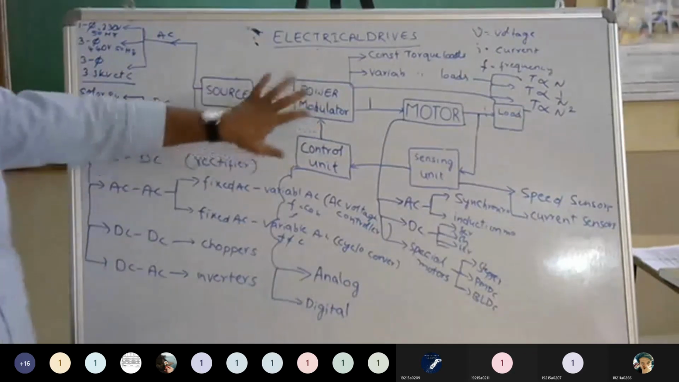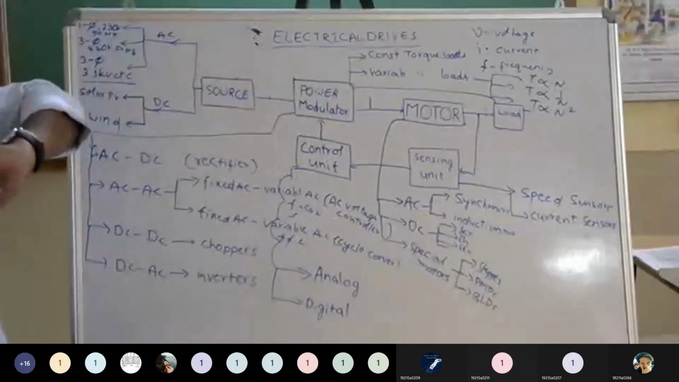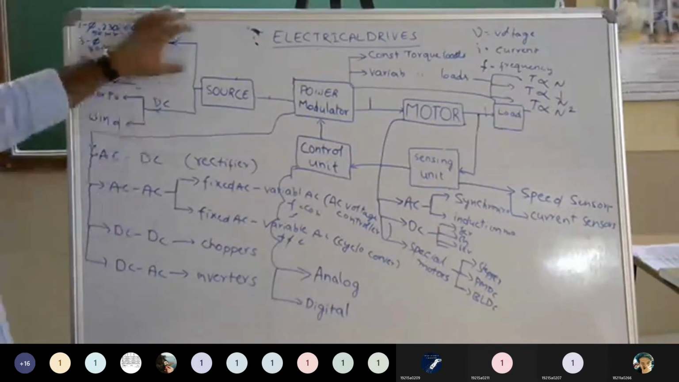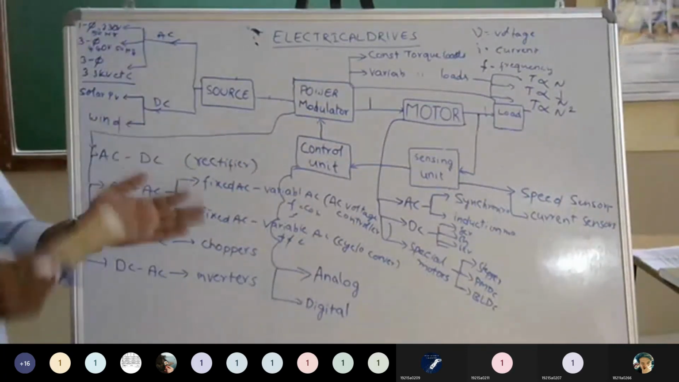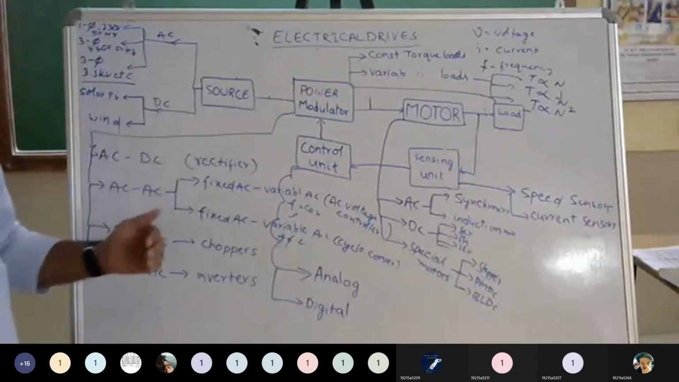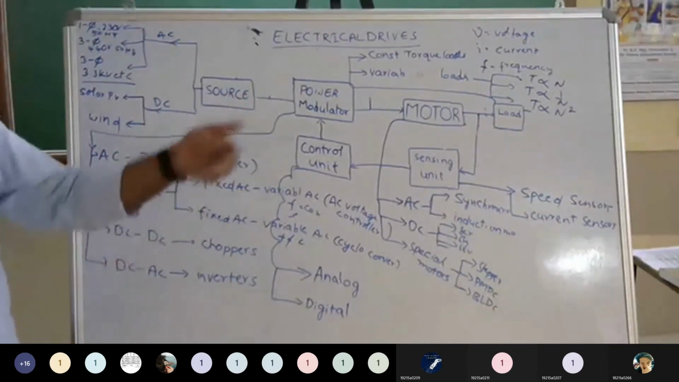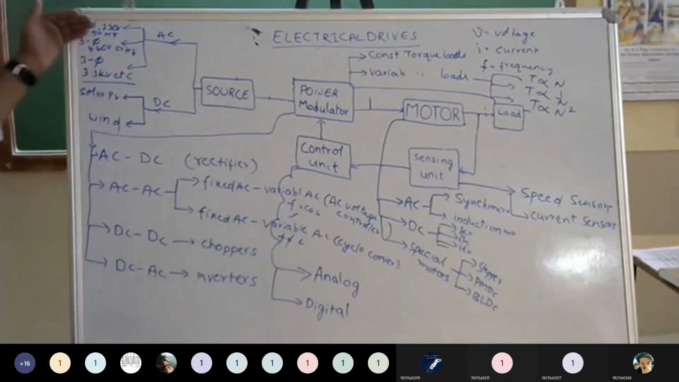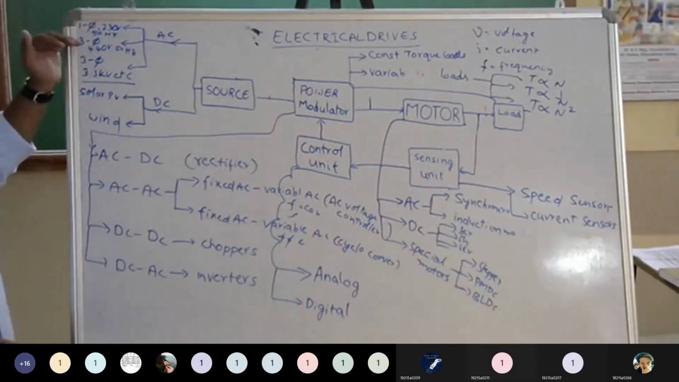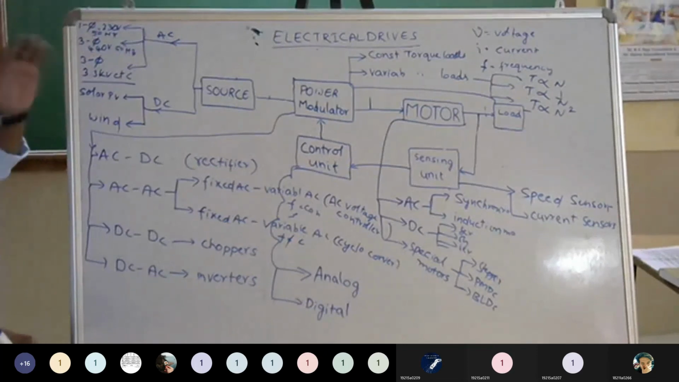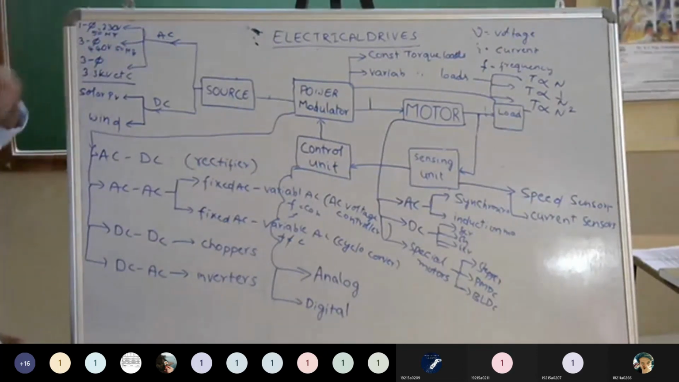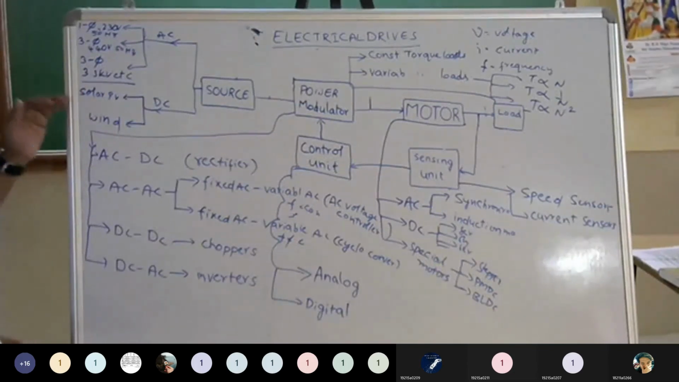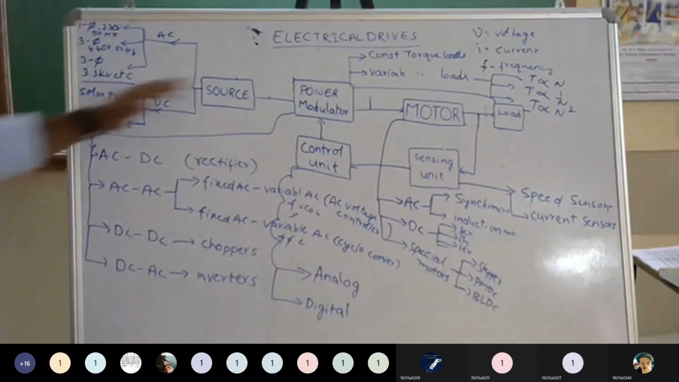So these are the components and sources. We have two types of sources available: the AC source and the DC source. For AC, we have single phase and three phase. For low power applications, low power drives, we use single phase; generally in India we have 230 volts, 50 hertz. For medium power, we go to three phase with low voltage, and for high power, three phase with high voltage. Then for DC we have renewable energy sources and diesel engines, which we can also take. And then the power modulator.